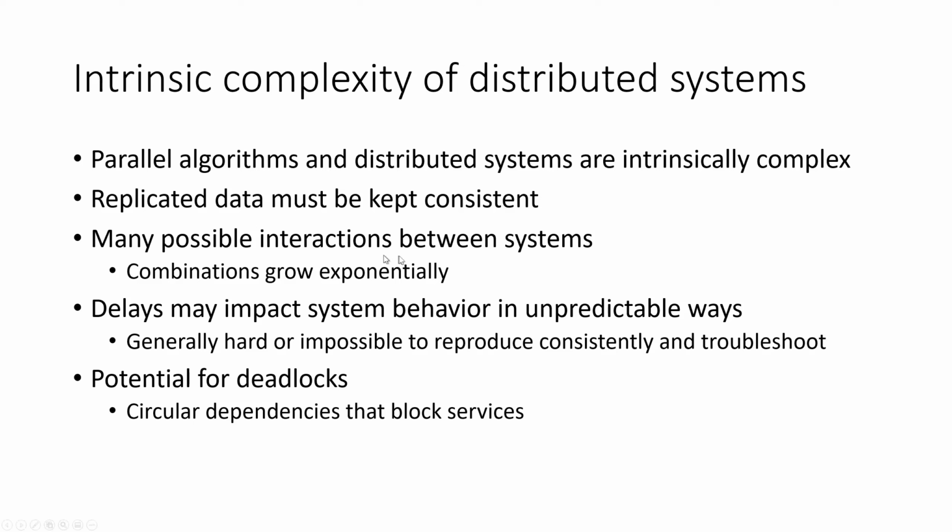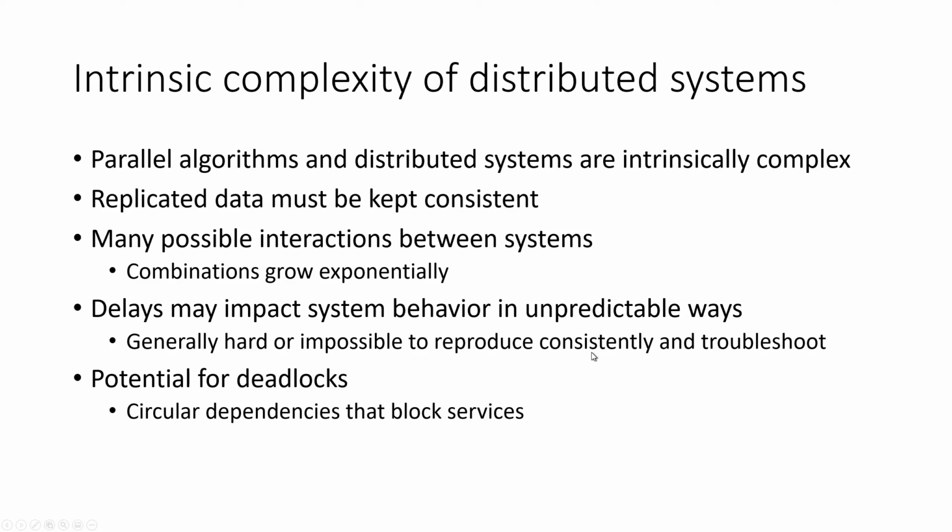We also have many possible interactions between the different systems or microservices that we build. The combinations of sequences of interactions grow exponentially, and it may be that a bug only happens after a sequence of events. Because we have many sequences, it might be hard to identify a problem. A bug might not only depend on the sequence of events, but also on when things happen. We have random delays in the cloud, for example, communication delays, queuing delays, and disk read and write delays. These might impact system behavior in totally unpredictable ways, so it's very hard and usually impossible to reproduce these issues consistently.